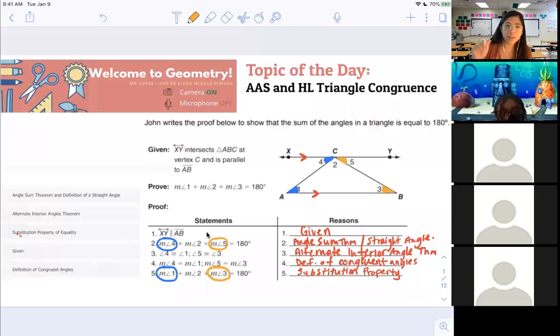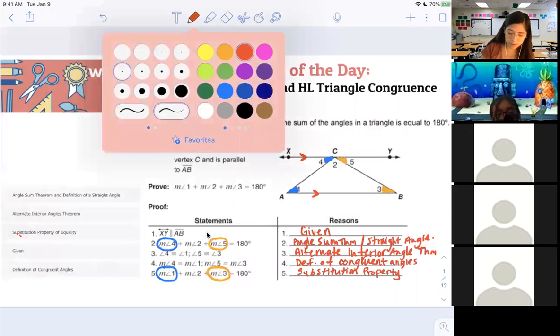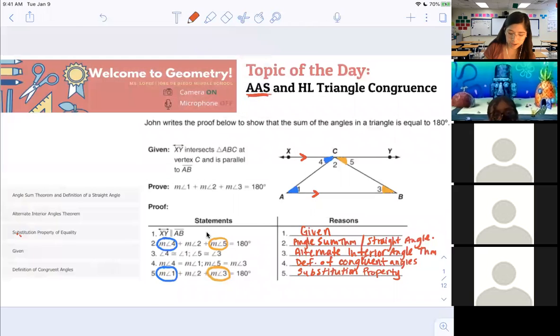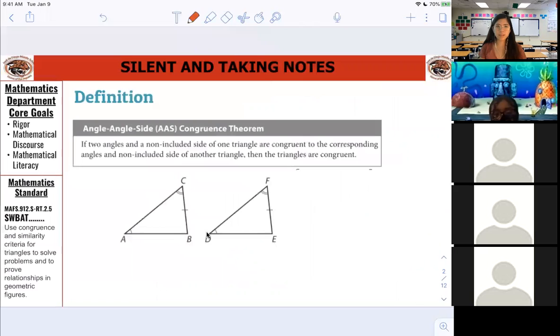So today we're going to learn about, yes, and CPCTC, of course. So today we're going to do the last two, which is AAS and HL. So let's get right into it. Definition number one, we have AAS.